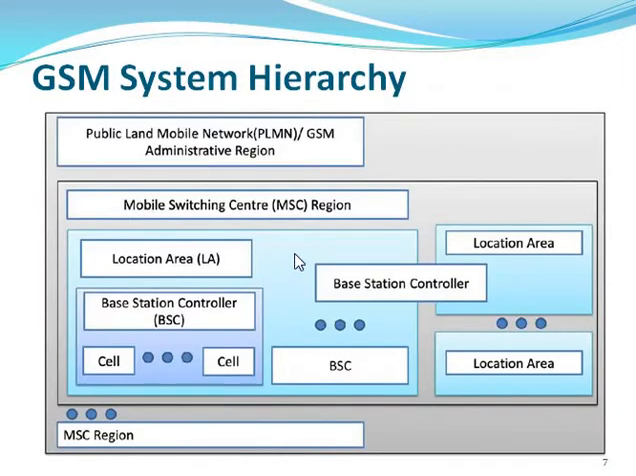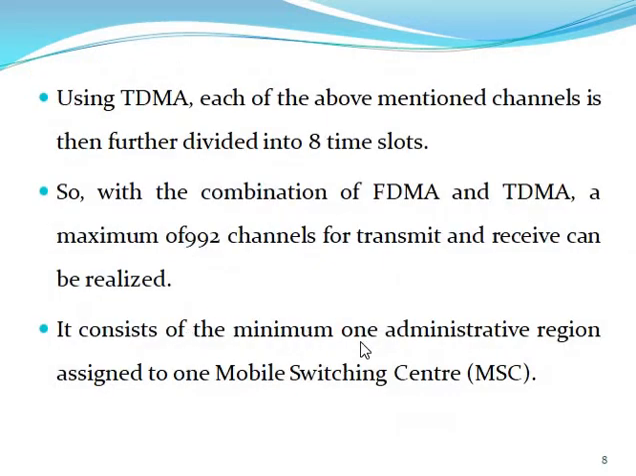So for all the network connections, the base stations are used to connect and control a number of cells. All the base stations are located in different areas, and all the different areas use the mobile switching center. So the MSC is used for every administrative region, with a minimum of one mobile switching center.